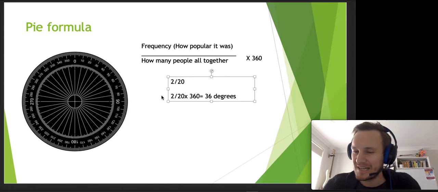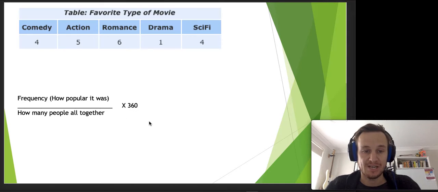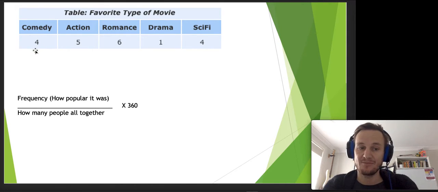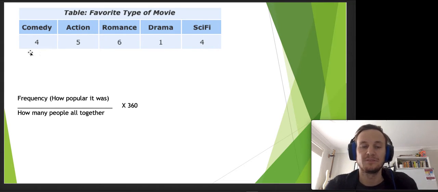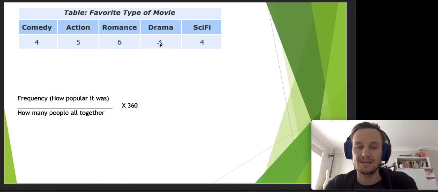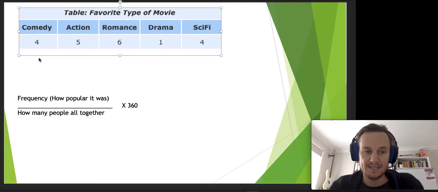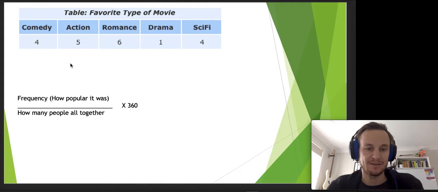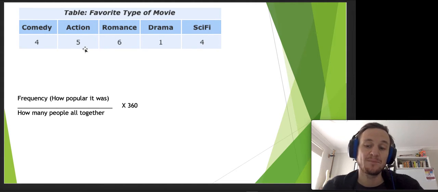Okay, starting to make sense. Hopefully it's starting to make sense. Let's go to the chart that we did at the start, and we'll try to figure out how we can find the degrees for each of these. So 4 people out of 20. How many people altogether? Let's count. There's 4, 8, 9, 15, 20. There's 20 people altogether.